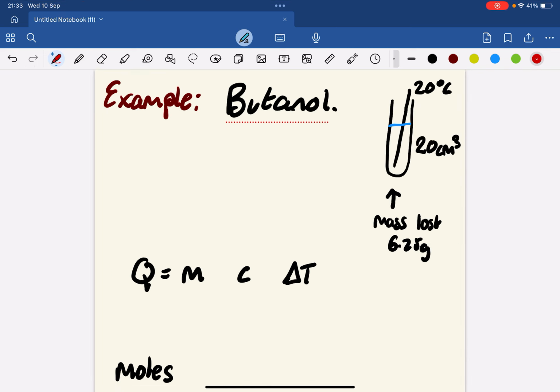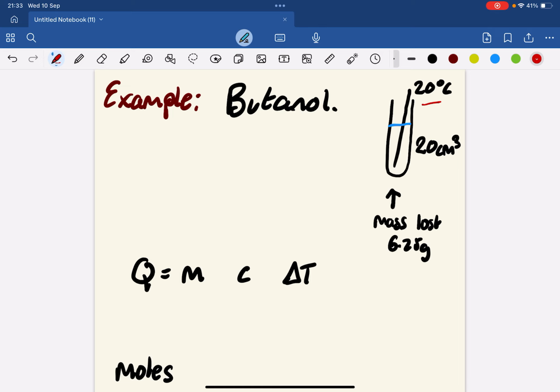In this example, we're going to use a spirit burner filled with butanol. We're using that to heat up a boiling tube with 20 centimetres cubed of water, and we're going to record the temperature at the start and then stop the spirit burner once that temperature rise has reached 20 degrees.